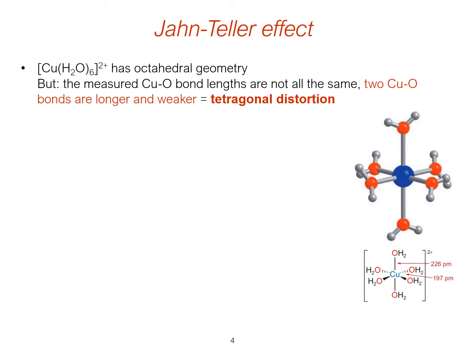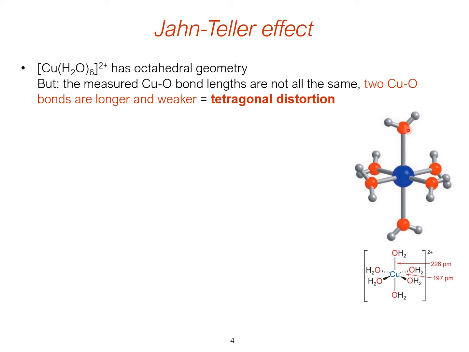Now, Jahn-Teller distortions are another thing that can happen to octahedral complexes. And let's take a sort of case study to show what they are and why they occur. So if we're looking at the copper hexaaqua 2+ ion, this has octahedral geometry, but if you measure the Cu-oxygen bond lengths, they're not all the same. So all of these on what would be the square planar unit, say, are 197 picometers, but these axial ones along the z-axis are measured to be 226 picometers.